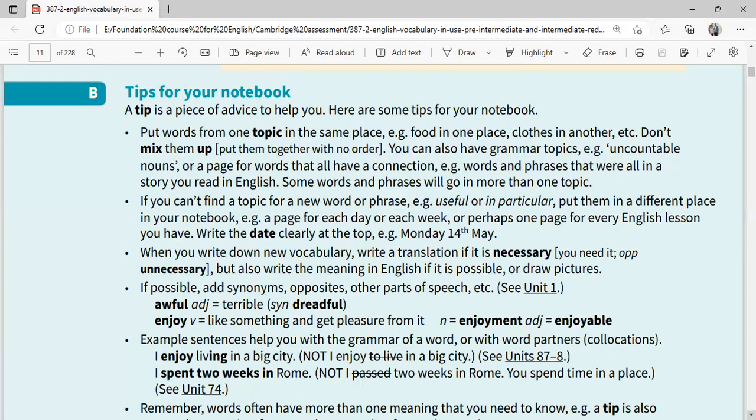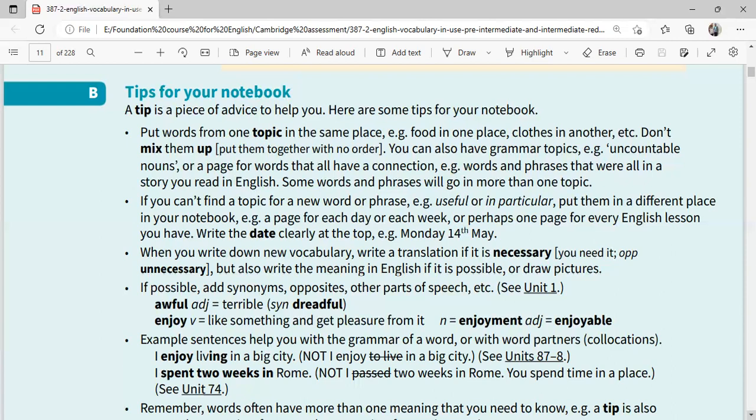Write the date clearly at the top of the page. Example: Monday, 14 May. Number 3: When you write down new vocabulary, write a translation if it is necessary, if you need it. Opposite: unnecessary. But also write the meaning in English if it is possible, or draw pictures. Next, if possible, add synonyms, opposites, other parts of speech, etc.